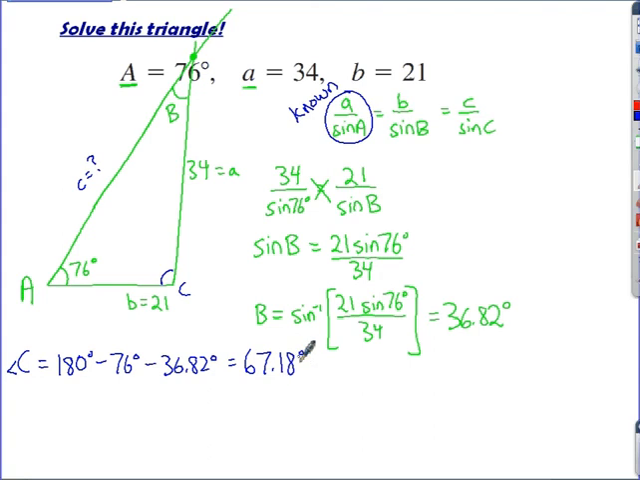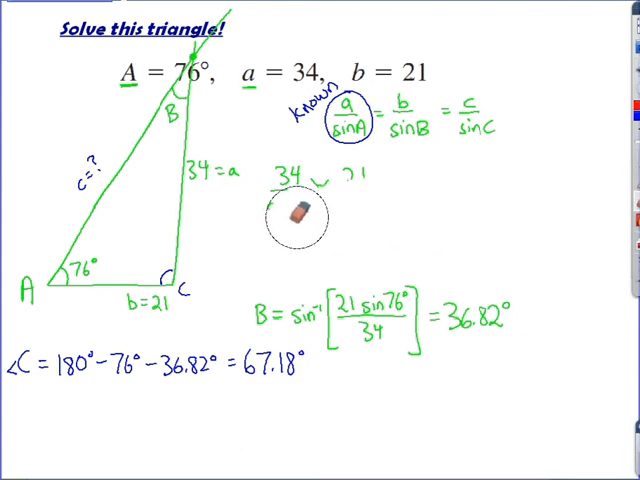Okay, so we got all the angles now, and the only thing left is that little side c. Okay, so I'm going to erase some of this stuff, so please, if you want to keep any of it, just go ahead and keep it. You'll have to copy it onto your own paper. I'm just going to erase some of this work right here, and I'm going to replace it with some work to find side c. So, like I said, we already know a over sine A. So little a was 34 over sine 76. And so that's this one.